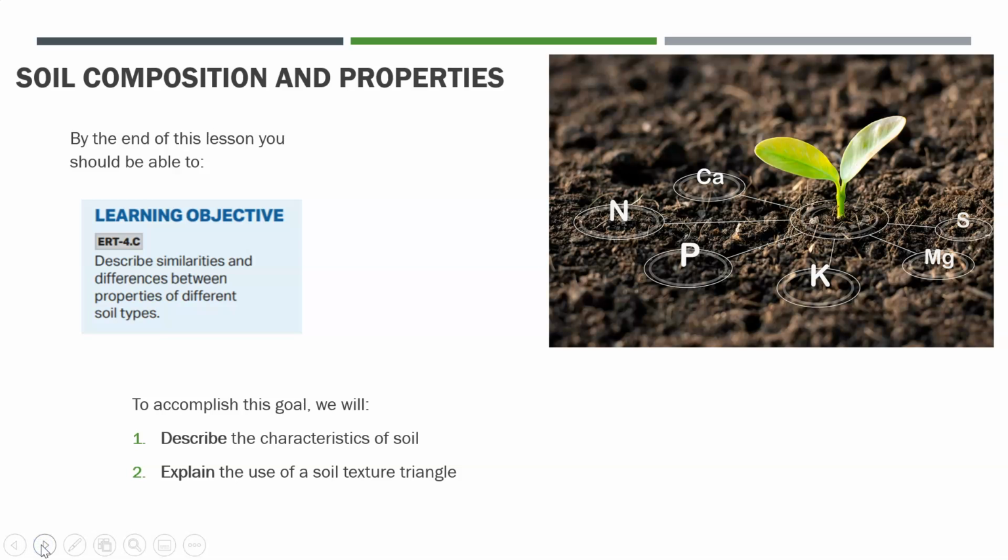Okay, so our goal today is to describe the similarities and differences between the properties of different soil types. To accomplish this goal, we will describe the characteristics of soil. We're going to explain the usage of the soil texture triangle and look at some of these applications.